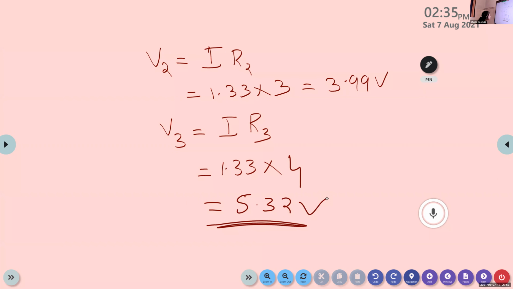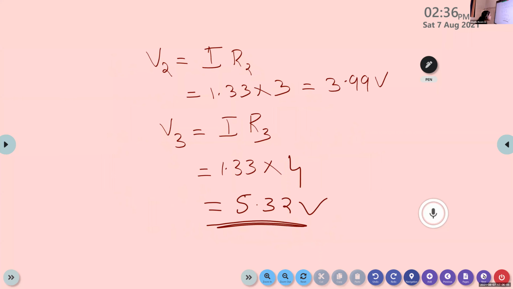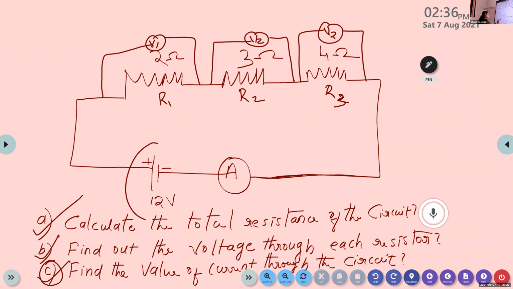5.32 volt. So here we find out V1, V2 and V3, that is the voltage through the resistors R1, R2 and R3 respectively. Here V1 is equal to 2.66 volt. V2 is equal to 3.99 volt. And V3 is equal to 5.32 volt. When you add all these voltages, it is approximately equal to 12 volt. That is what we are applying to this circuit. Is it clear?